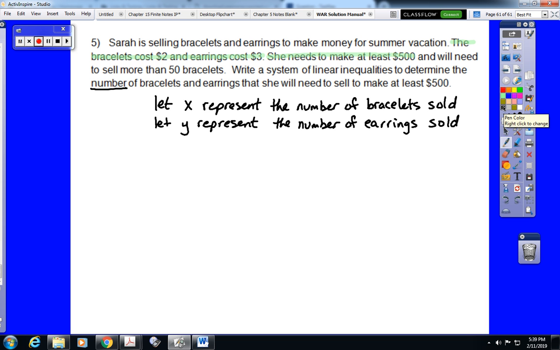So we would say, okay, the bracelets are $2 each, so 2x plus the earrings are $3 each, so she'll get $3 for the earrings. And she needs to make at least, that's the symbol for at least, a greater than or equal to, $500.